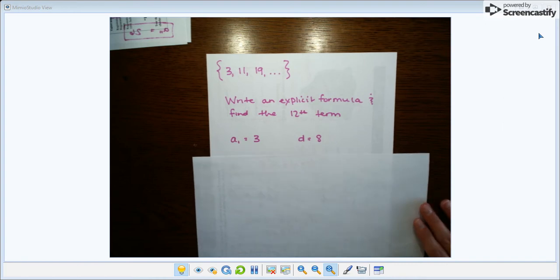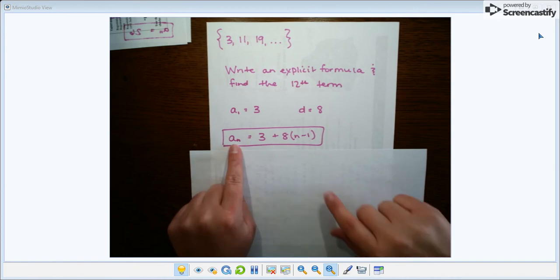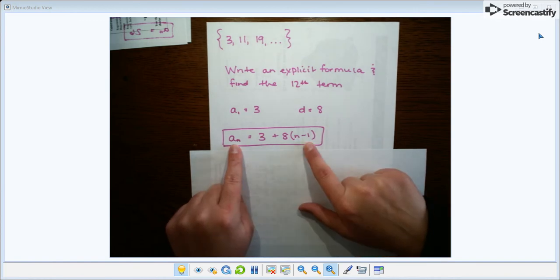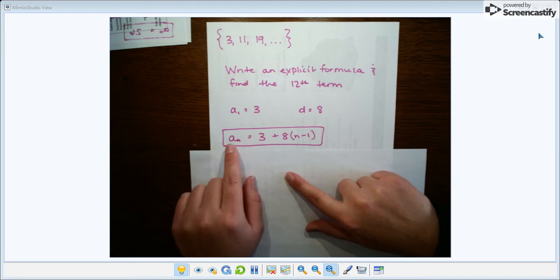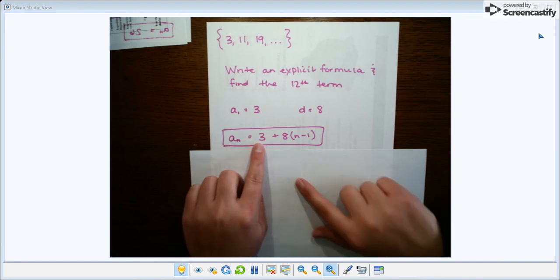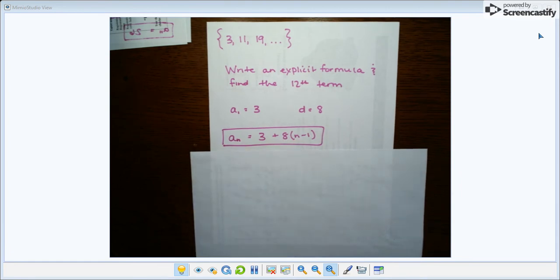Now I substitute those numbers into my equation. Well, I told you earlier that a sub n and the n minus 1 are always going to be there, and we're just going to substitute these two numbers. So a sub n equals our first term, which was 3, plus our common difference times n minus 1. So there's our explicit formula.